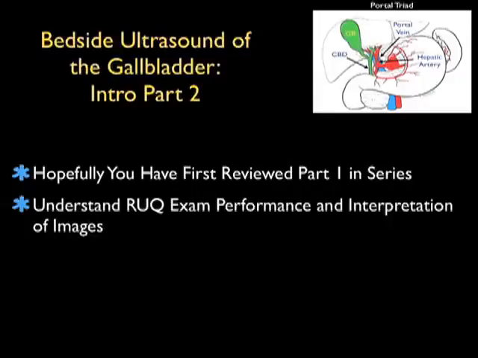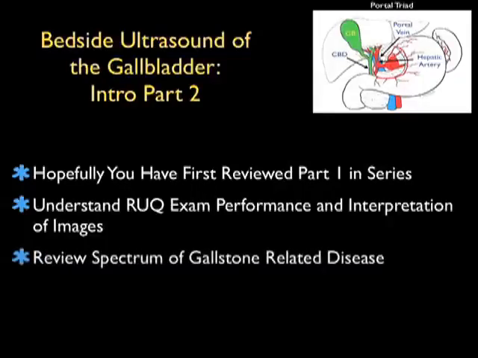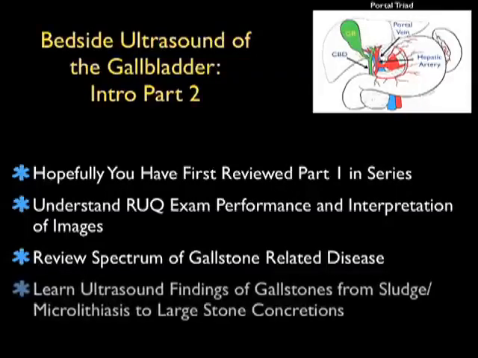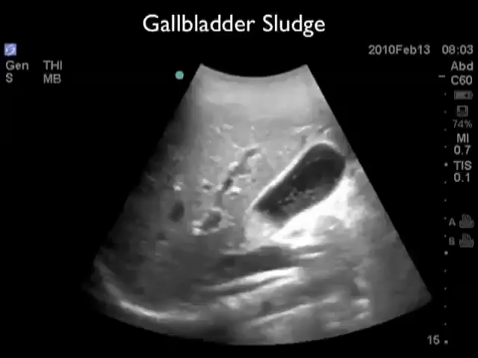In this module, entitled Part 2 of Gallbladder Sonography, we're going to focus specifically on the spectrum of gallstone-related disease, beginning with the deposition of cholesterol crystals, known as gallbladder sludge, and microlithiasis, onto the ultrasound findings with large stone concretions that may cause biliary colic and acute cholecystitis.